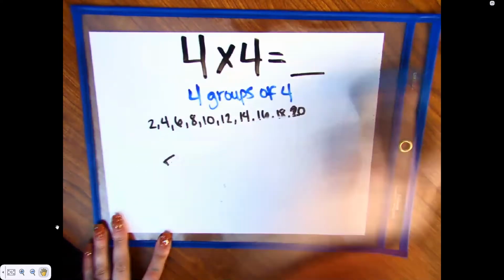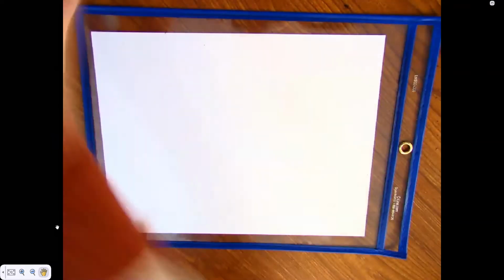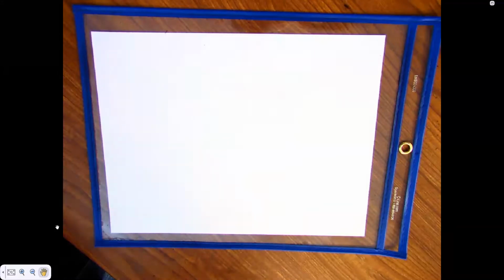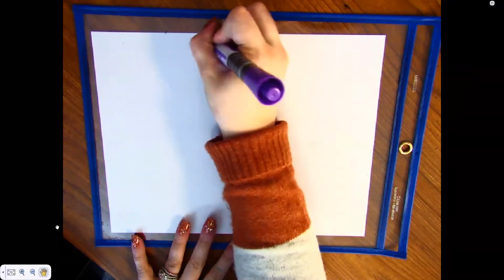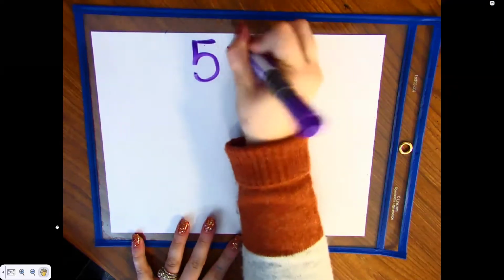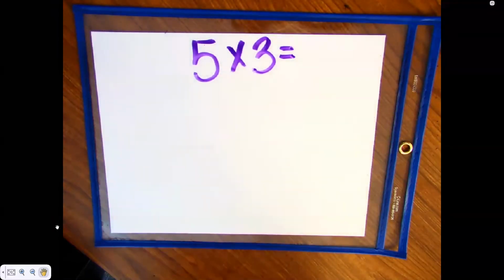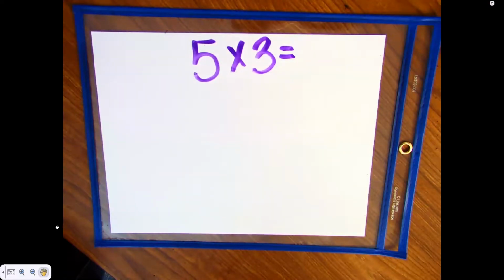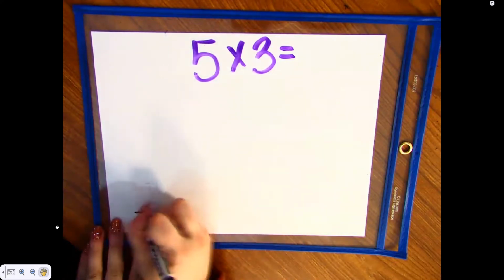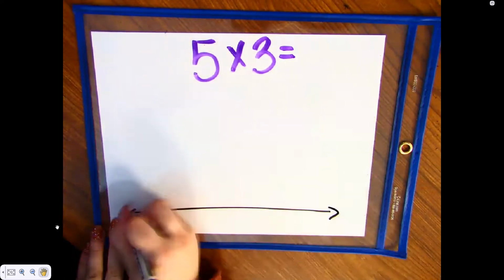So let's do one more practice and then I'm going to let you go do your independent activity. All right. So let's do 5 times 3. 5 times 3. So I'm going to do my number line first. So I'm going to draw my number line a little bit bigger so I can actually see it this time.